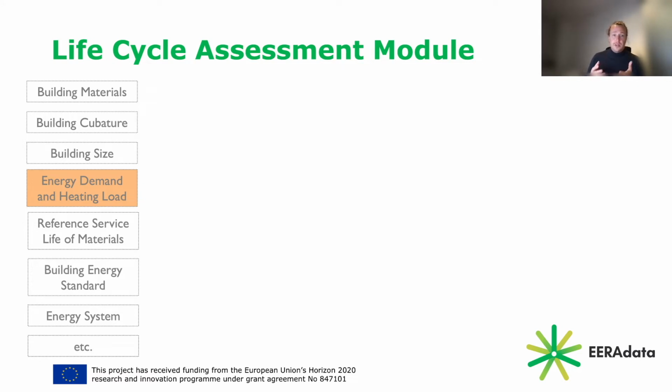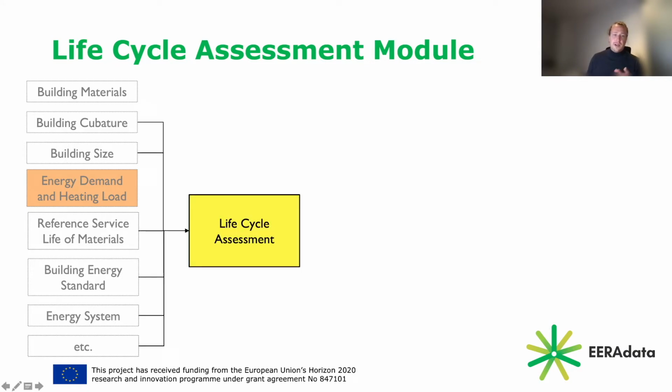The building cubature and the building size, so its length, width and height, are used to calculate the surface areas of the building components. The final energy demand as output of the energy demand and heating load module serves as input for the respective emission calculations. All these input parameters and their value definitions are loaded into the Lifecycle Assessment module.